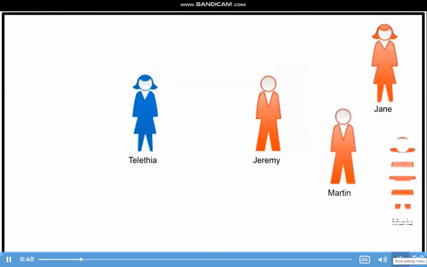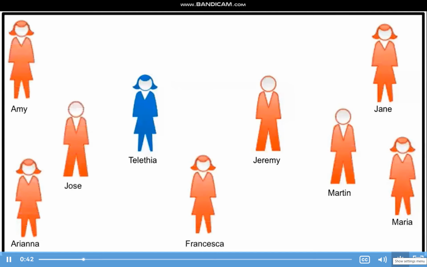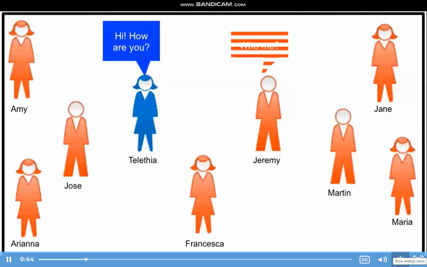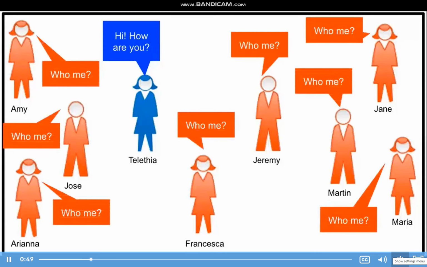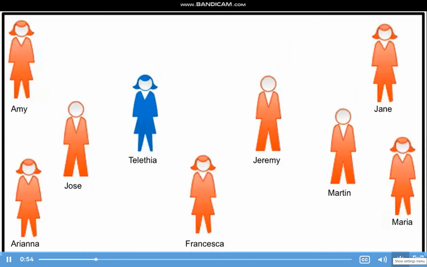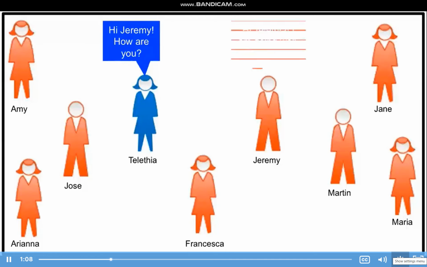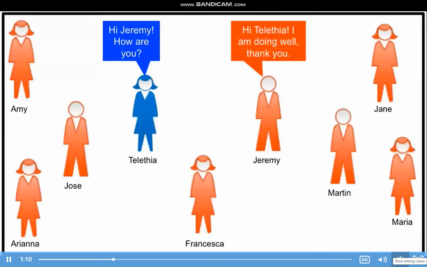But what if there are more than just two people in the room? Now if Talithia says, "Hi, how are you?" each person in the room is wondering who Talithia is speaking to. To ensure that Jeremy knows Talithia is speaking to him, Talithia will include Jeremy's name in the message. "Hi, Jeremy. How are you?" Now Jeremy knows Talithia is talking to him and will respond using Talithia's name when speaking to her.